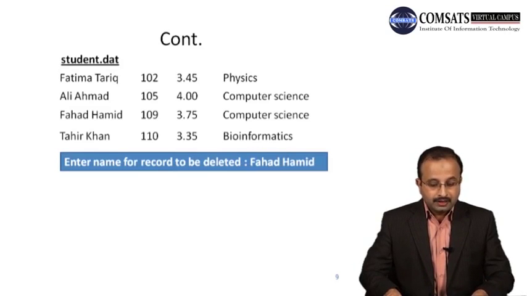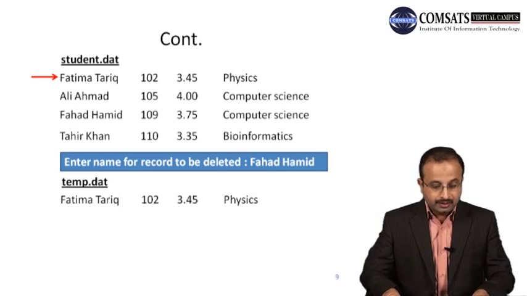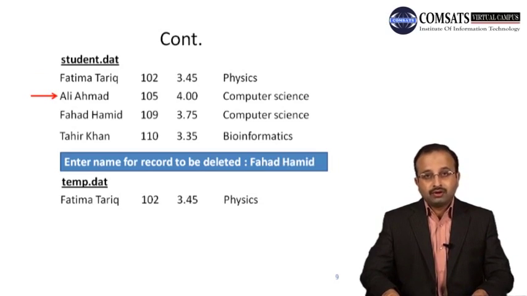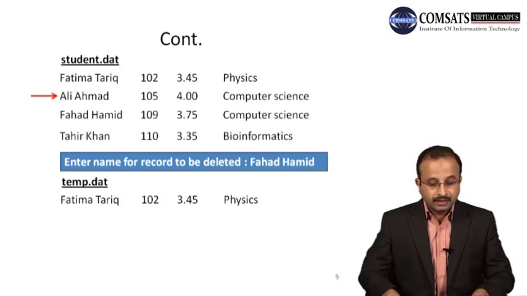And for example, the user enters the name Fahad Hamid. So we have a message, enter name for record to be deleted, and the user enters the name Fahad Hamid, and that is the third record that we want to delete. So we create a temporary file, then we read the first record, we compare the name of the first record with the name input by the user. So Fatma Tariq, that is the name, that is not equal to Fahad Hamid, so we write that record in the temporary file. Then we read the second record, the name is Ali Ahmed, that is not equal to Fahad Hamid, that is the name input by the user.